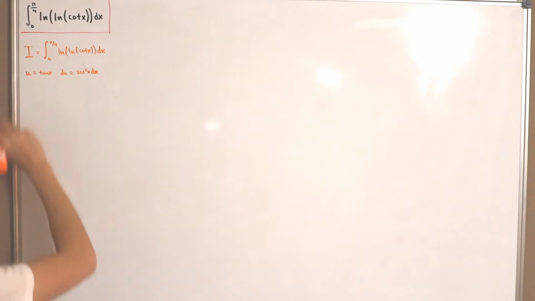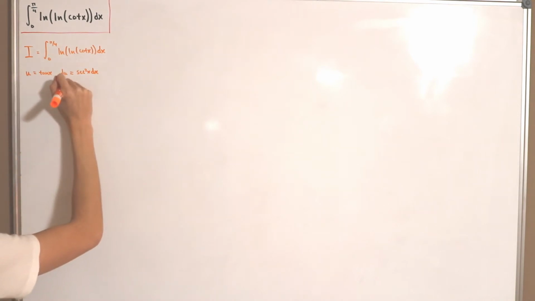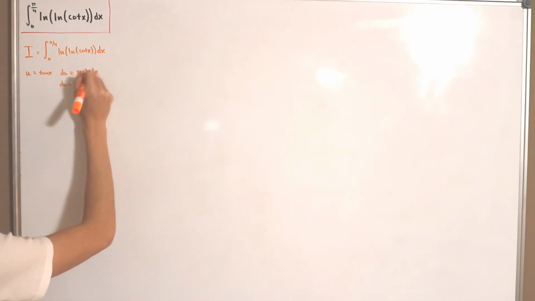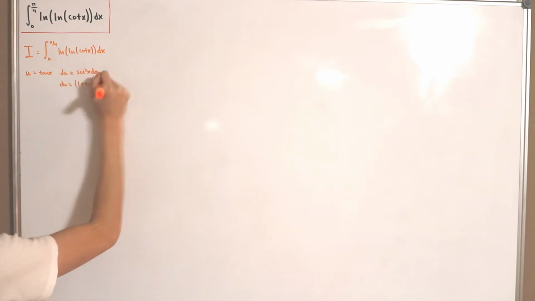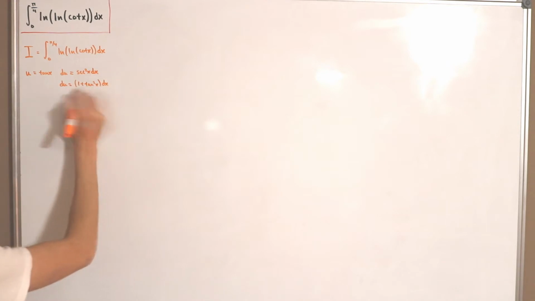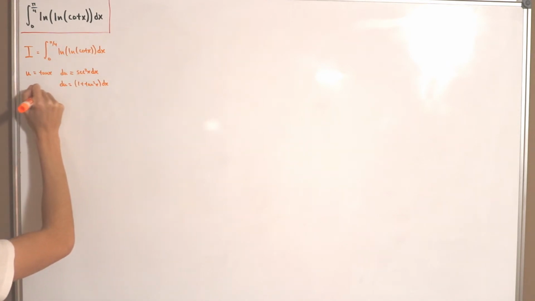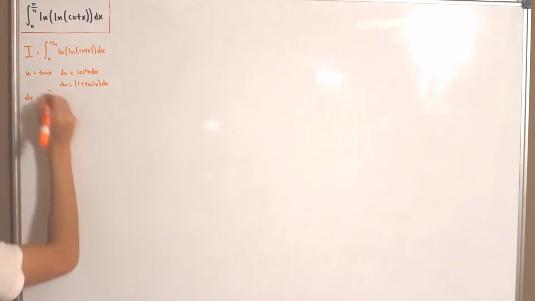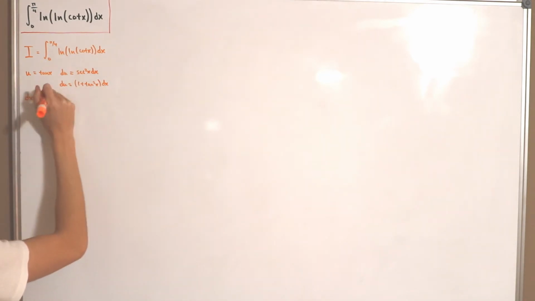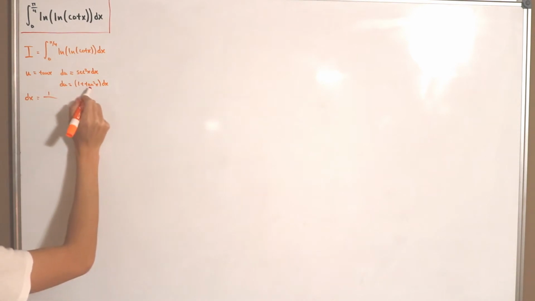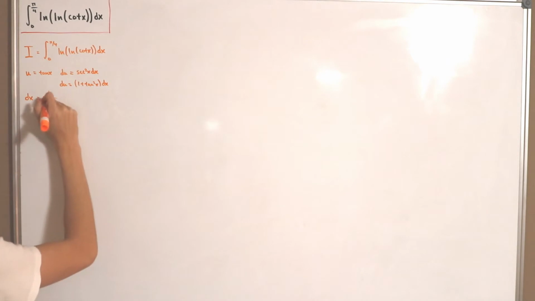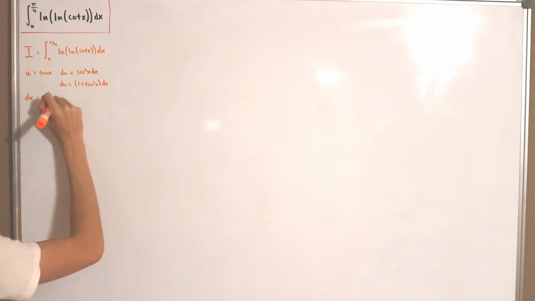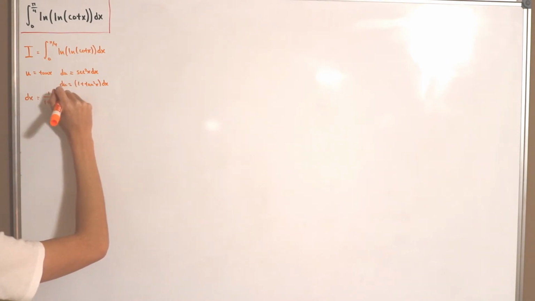But I can use the following trig rule: secant squared x is just equal to 1 plus tangent squared x. I'll divide both sides, and we get that dx is equal to 1 divided by 1 plus tangent squared x, and since tangent squared x is the same thing as u squared, it's just 1 divided by 1 plus u squared du.